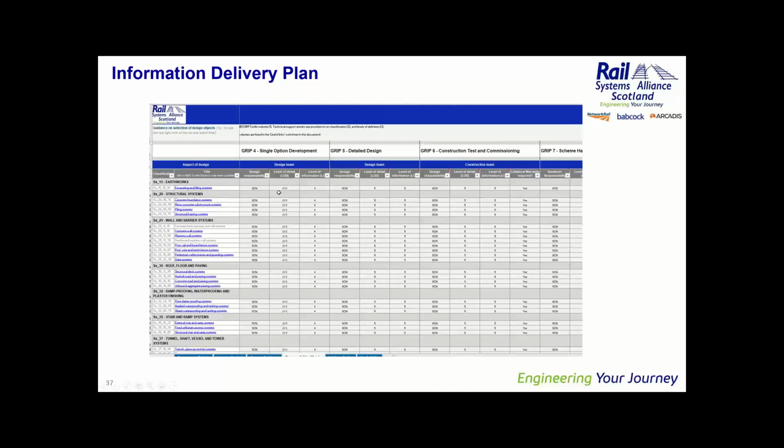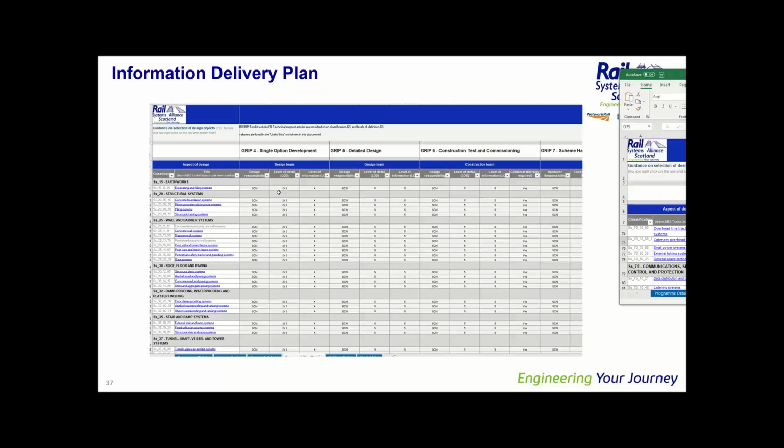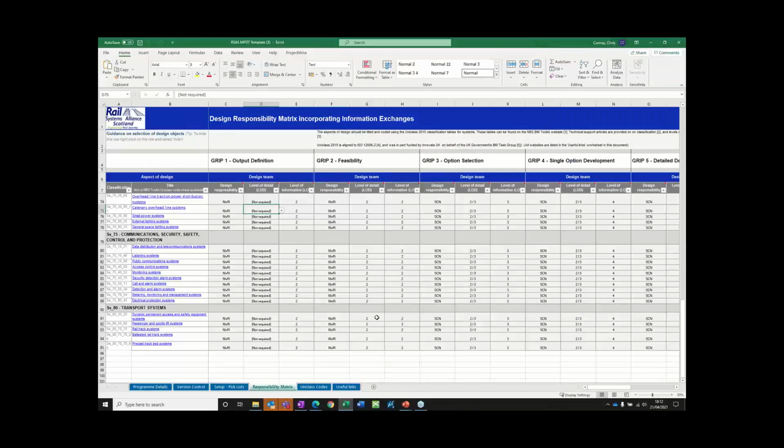I've got already, if I drag that over, a live version of one of these documents. What we do in this document is we list the aspects of the design against the GRIP stages, and who at that particular GRIP stage has responsibility for that aspect of the design, what the level of detail required is, and the level of information. So for example, at GRIP 4, let's say we were looking at concrete foundations, the SCN, the Alliance, is responsible, and we produce a level of detail 2 or 3 and a level of information 4.